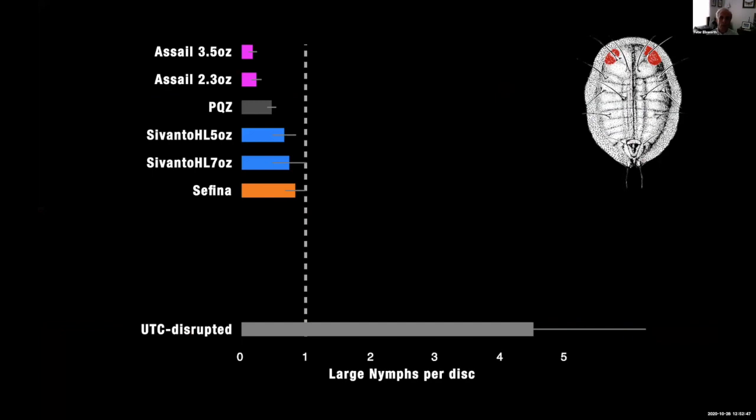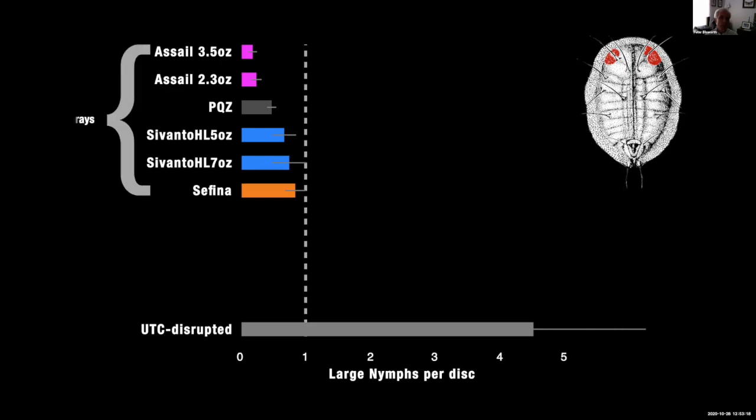So let's move on to whiteflies. We also screen products for whitefly control, and here in this group of chemistries, you see some of your familiar actors here, the Assail at 3.5 and 2.3 ounces, PQZ, and Sivanto HL, which is a new formulation of Sivanto that's twice as concentrated as the Sivanto Prime that you're using now. So it was sprayed at 5 and 7 ounces. And then we have Sefina at the maximum rate.